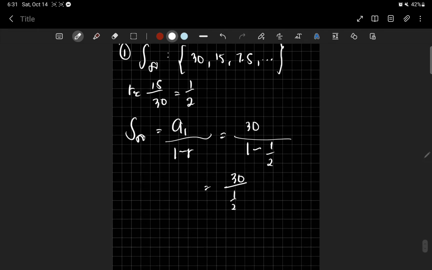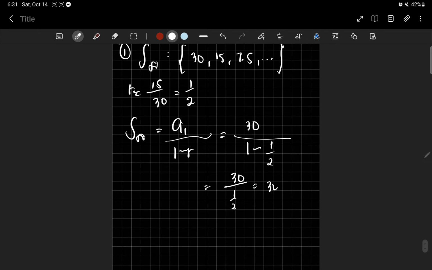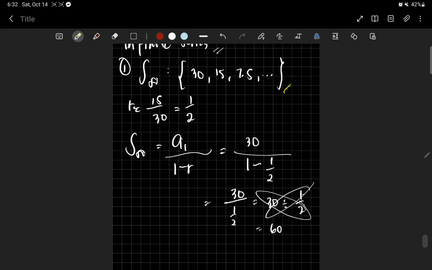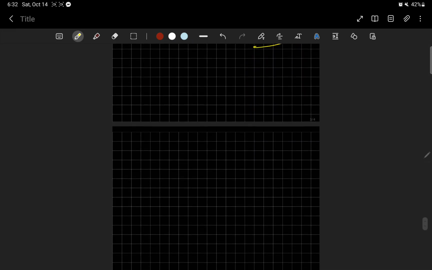And 30 divided by 1 half, it can be written as 30 divided by 1 half para di kayo maguluhan sa part na to. Okay, so dividing numbers. You just have to cross multiply. 30 times 2, that is 60. And 1 times 1 is 1 naman. Therefore, the sum of this infinite geometric series is equal to 60. Nakuha.